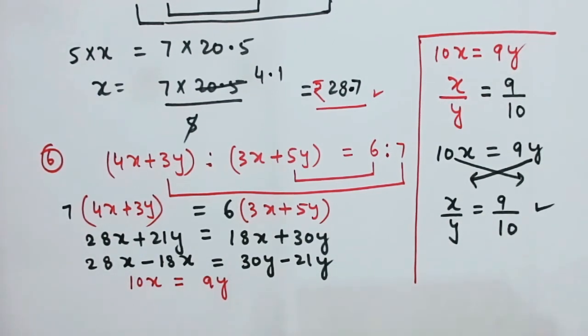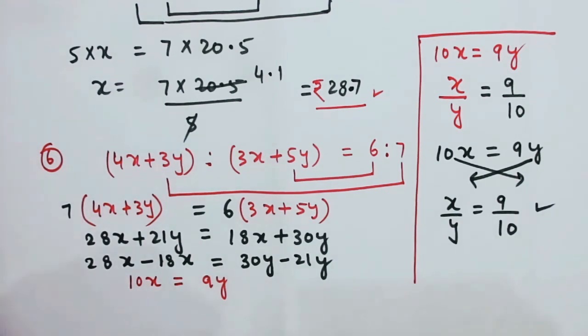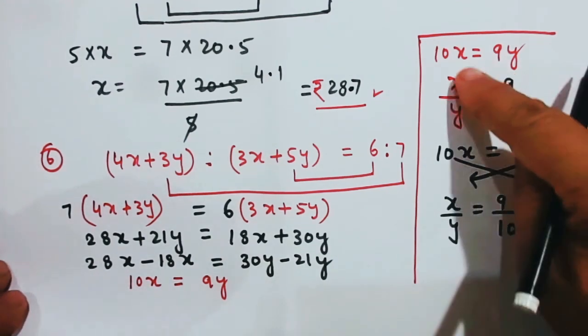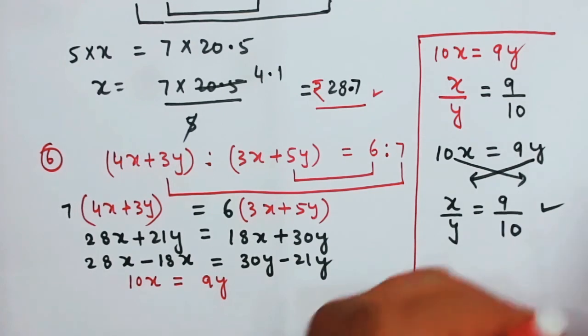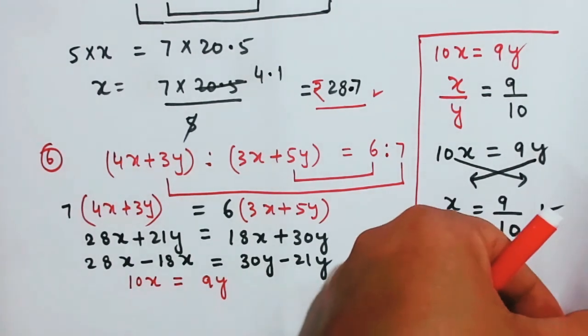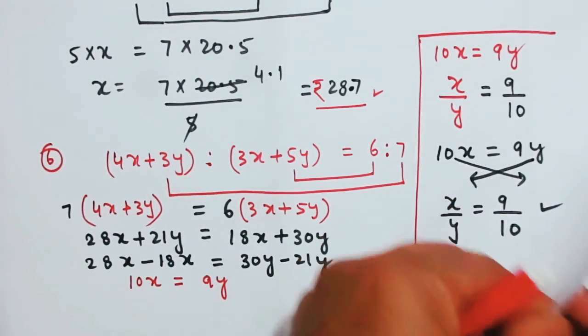I hope I have been able to make you understand properly. So what did you get? You got x by y equal to 9 by 10. Now see, x by y equal to 9 by 10.